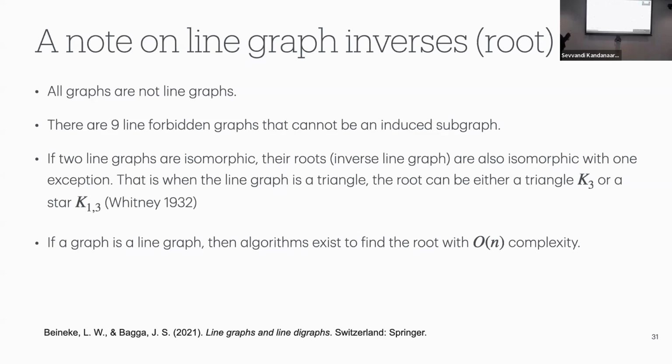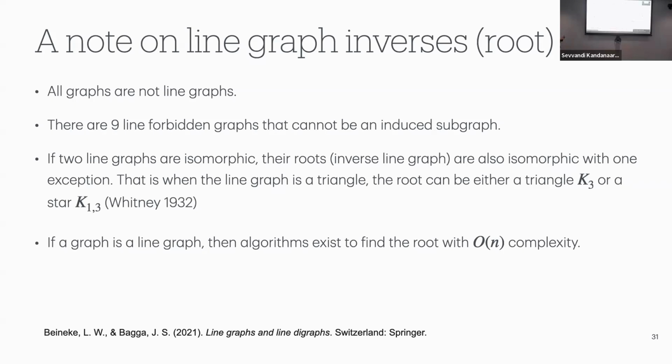Also, if 2 line graphs are isomorphic, then their inverse line graphs are also isomorphic, apart from one exception. And that exception is very simple: the line graph of a triangle and the line graph of a 3-star are both the same. That's the only exception. Everything else, if 2 line graphs are isomorphic, you can get the inverses.